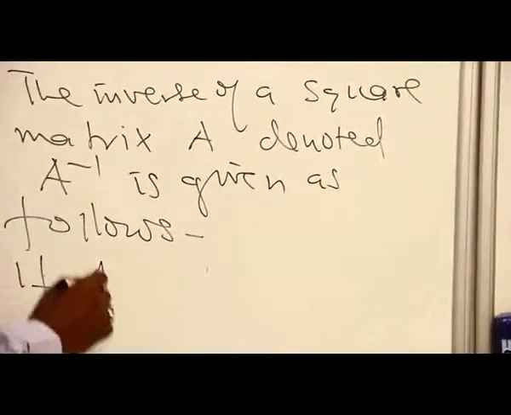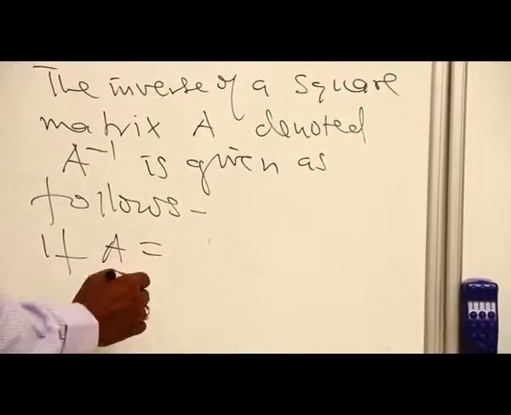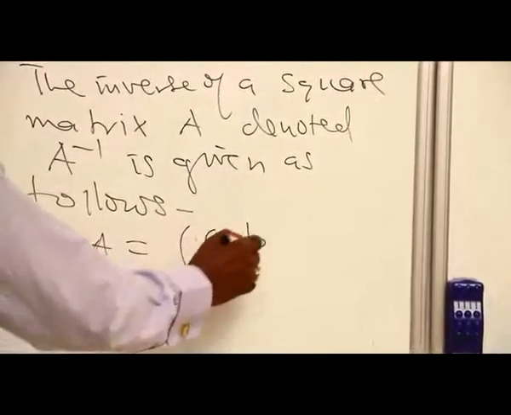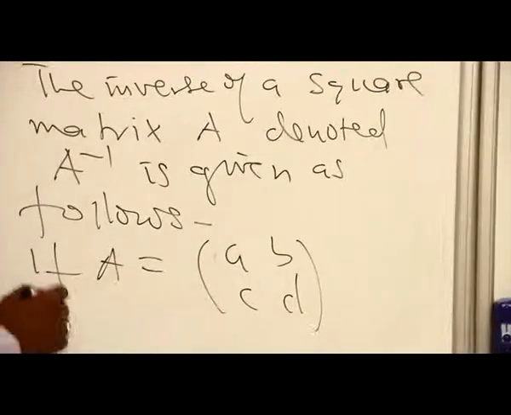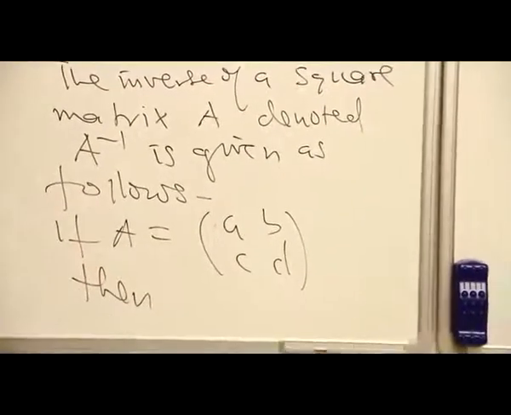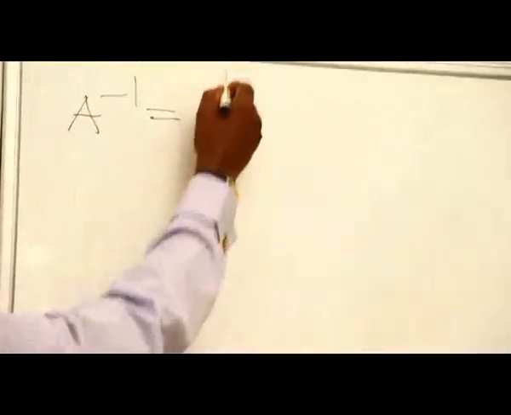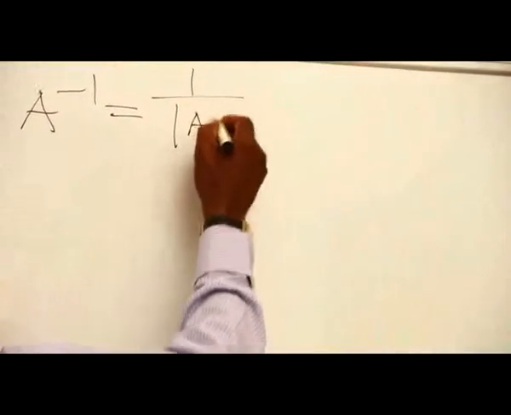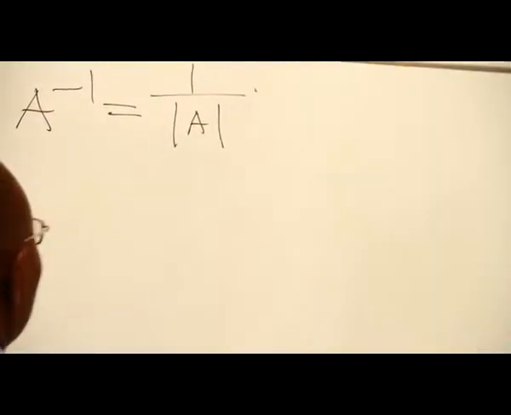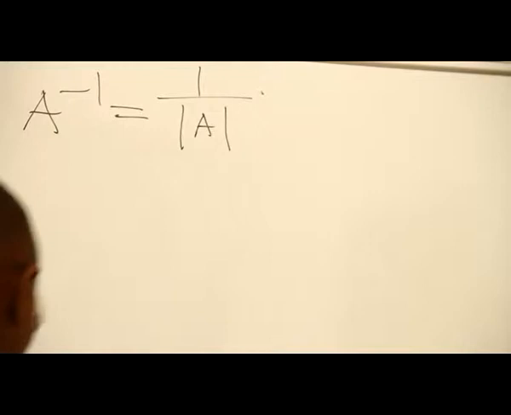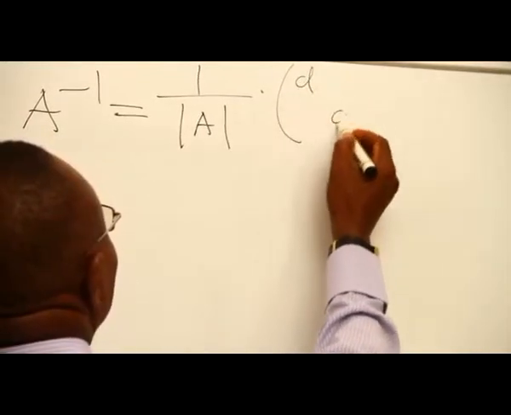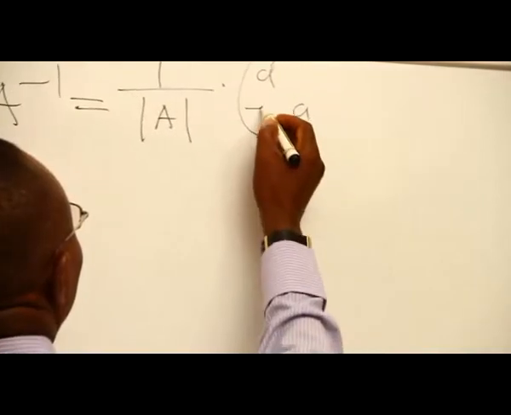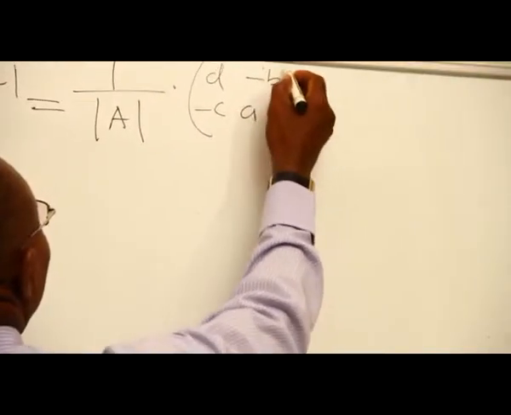If A is equal to this matrix, then the inverse of A would be equal to 1 over the determinant of A times D, minus B, minus C, A.